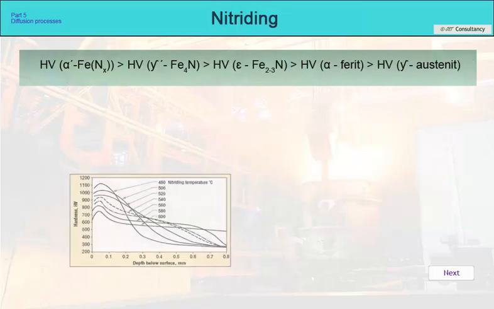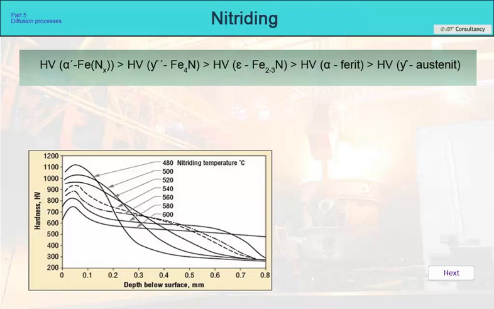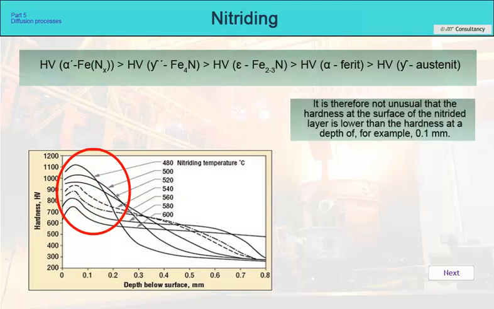Regarding the hardness of individual nitride phases, the hardest structure is a supersaturated solid solution of nitrogen in alpha iron. This structure usually exhibits a higher hardness than, for example, gamma prime nitride or epsilon. Therefore, it is not uncommon for the hardness on the surface of a nitrided layer to be lower than the hardness at a depth of, for example, 0.1 millimeter.